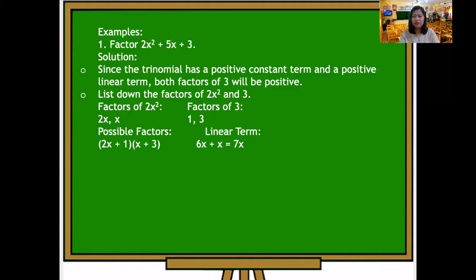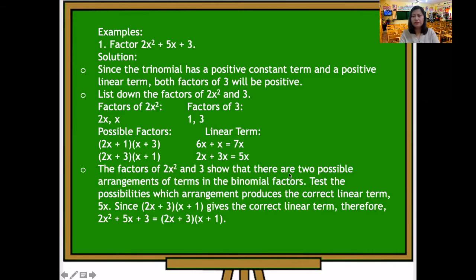The linear term here is 7x. 2x times 3 is 6x. 1 times x is 1x, or simply x. 6x plus x is 7x. Another, 2x plus 3 and x plus 1. The linear term here is 5x. 2x times 1 is 2x. 3 times x is 3x. Adding these two, we have 5x.